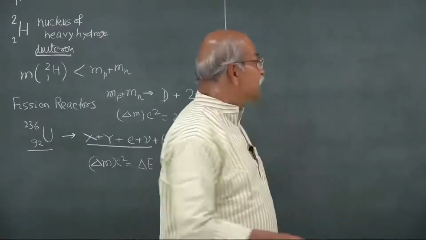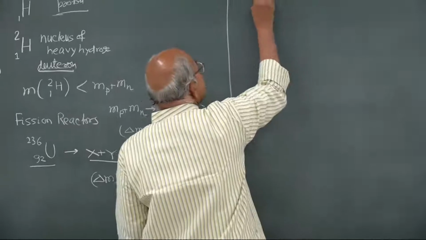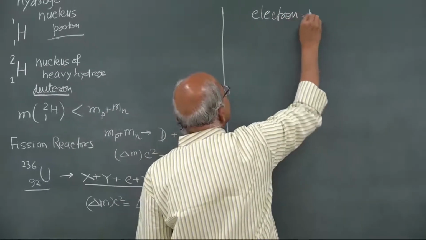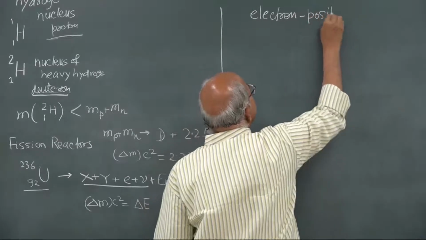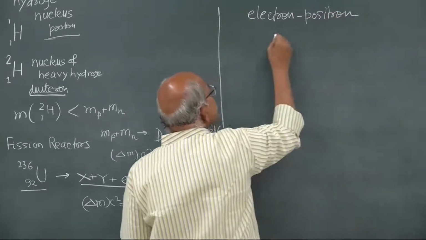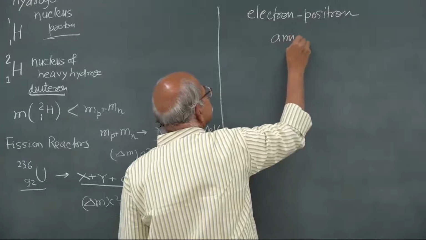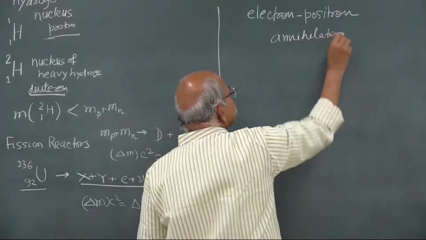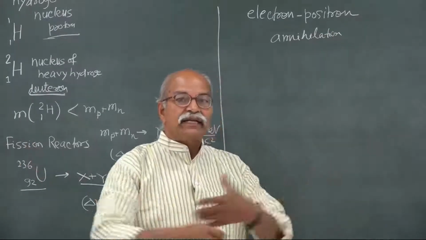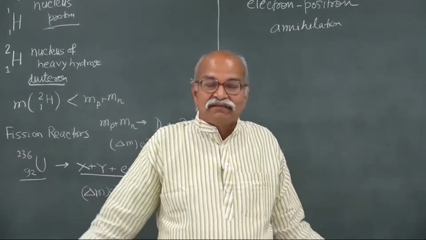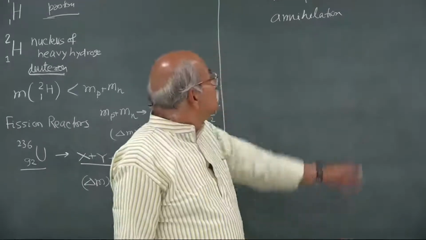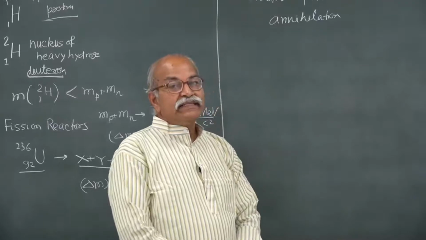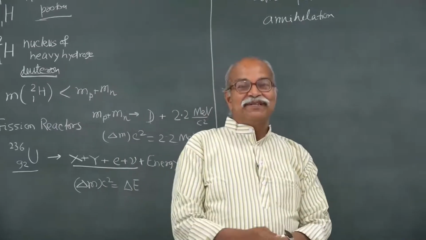So, I take a specific example of electron-positron annihilation. Annihilation: they are destroyed, they are annihilated, they disappear, they are no more. Electron you know very well, and positron is just the antiparticle of the electron.